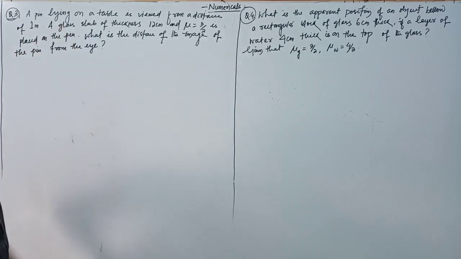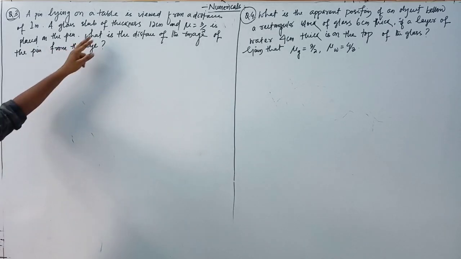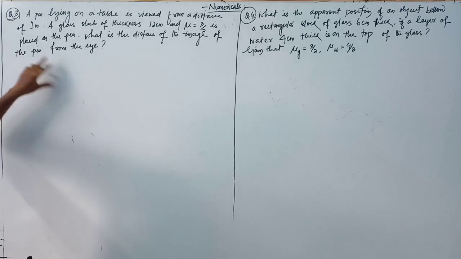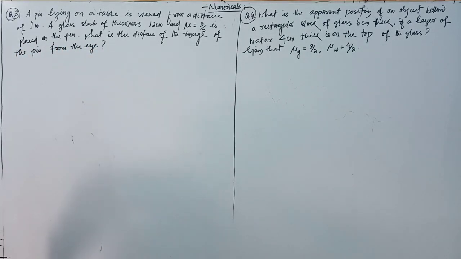Now next we start question number 3. A pin lying on a table is viewed from a distance of 1 meter. A glass slab of thickness 12 cm and refractive index 3 by 2 is placed on the pin. What is the distance of the image of the pin from the eye?